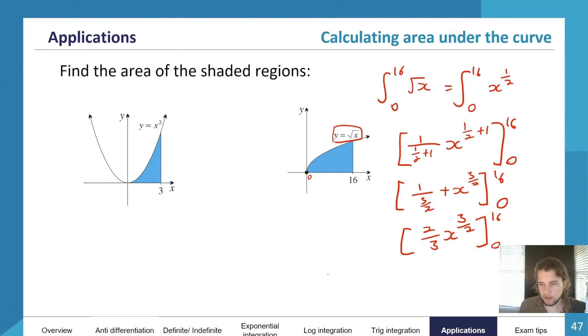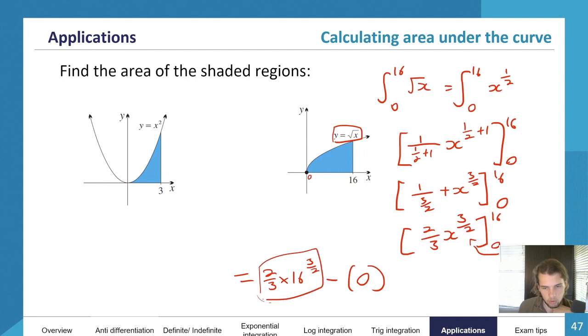Now we can substitute our values in, as we usually do. We have 2 over 3 multiplied by 16 to the power of 3 over 2. Subtract, and then we can just say 0, because we know that 0 gets substituted into the only term, so the term is 0. Now, this doesn't look very fun to actually solve by hand, so I'm just going to plug it into a calculator. It'll make my job a bit easier, because a lot of these questions you will actually have a calculator.